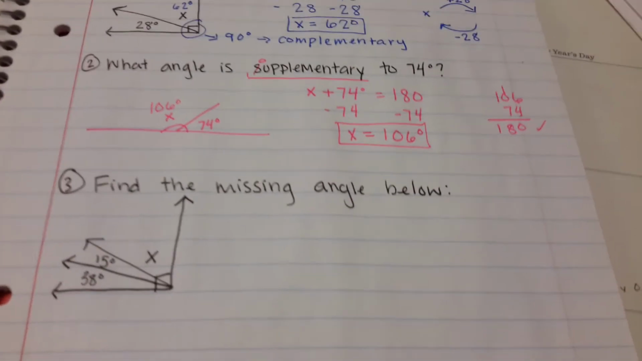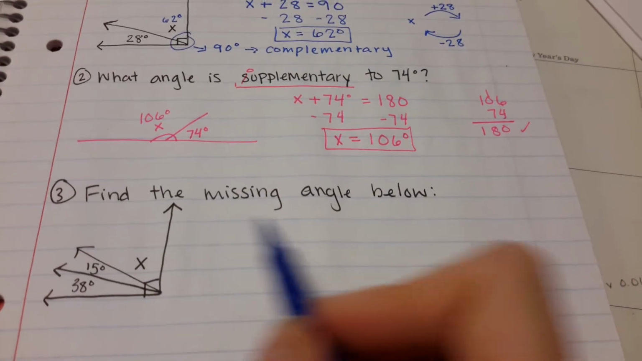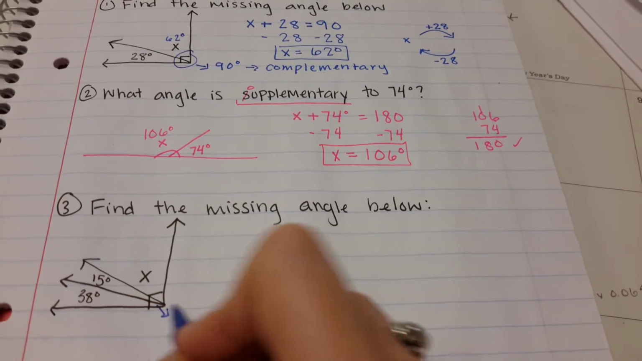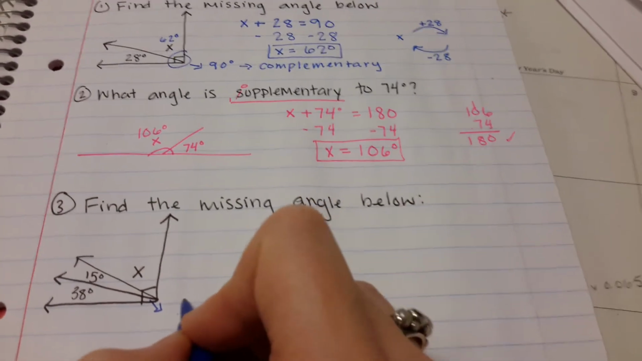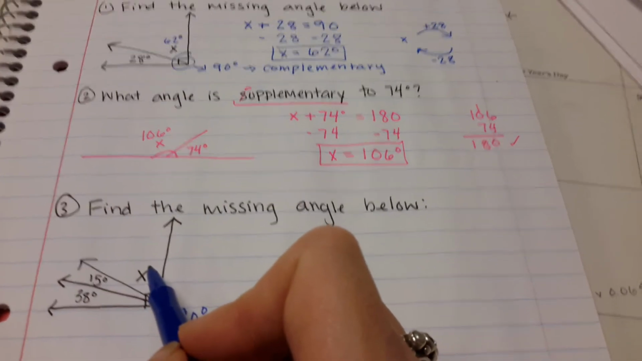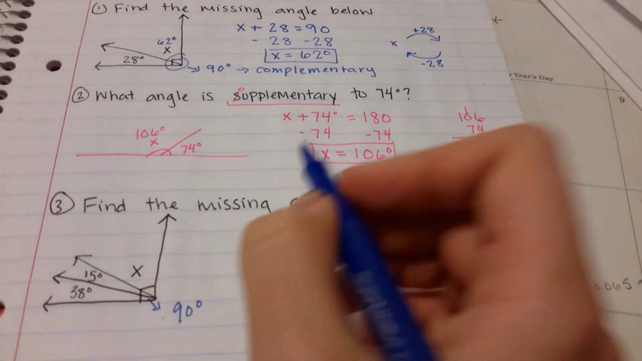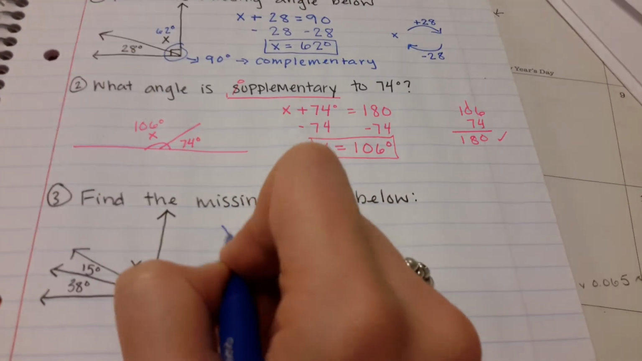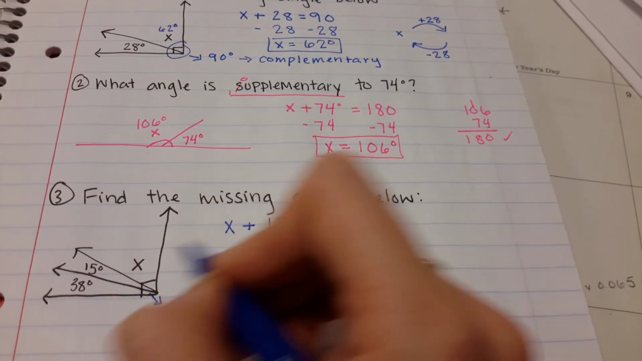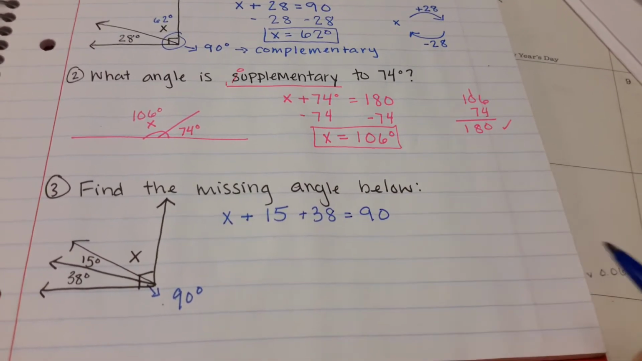And last one, tiny bit harder, but shouldn't be anything that we can't handle. Find the missing angle below. But here you can see our complementary angle, 90 degrees, is split into 3 separate pieces. That's okay. We know that all 3 of those pieces have to equal 90 degrees. So I'm simply going to say that angle x plus the 15 degree angle plus the 38 degree angle has to equal 90.